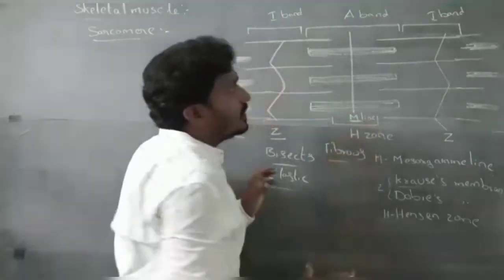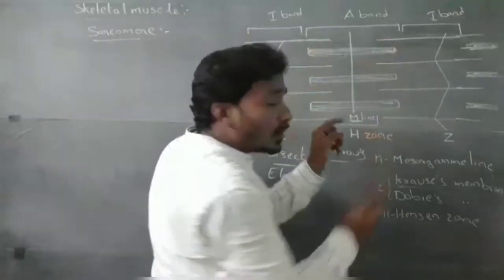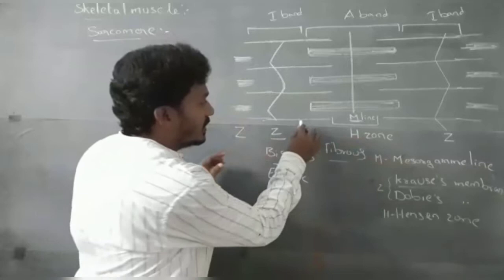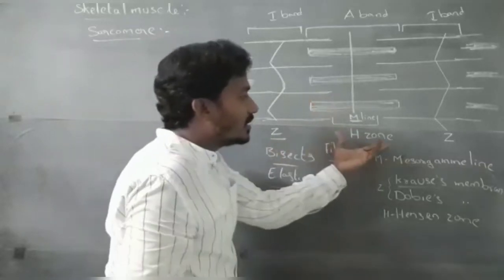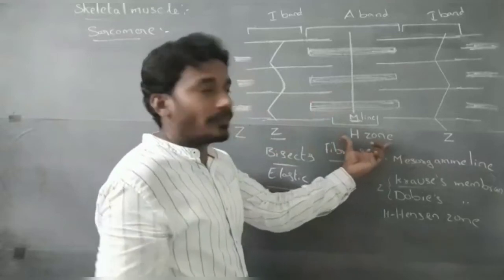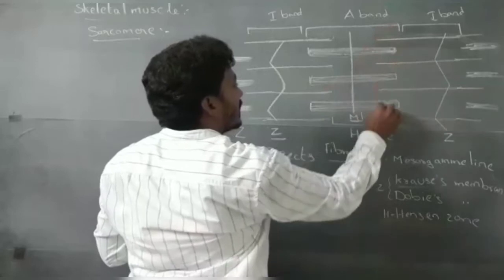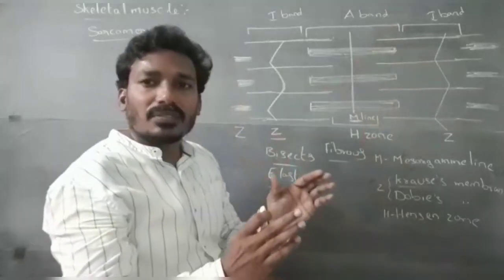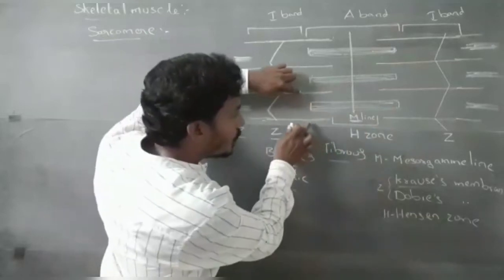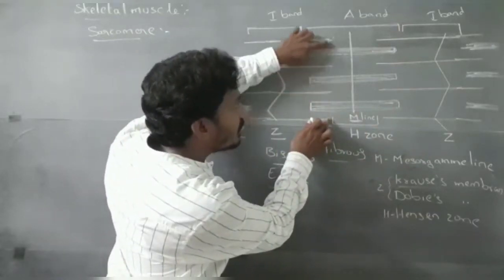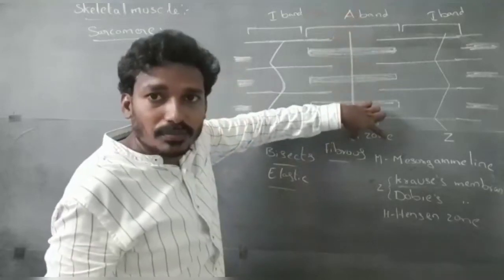The center part of the A band, not overlapped by thin filaments, is called the H zone. This is the H zone.